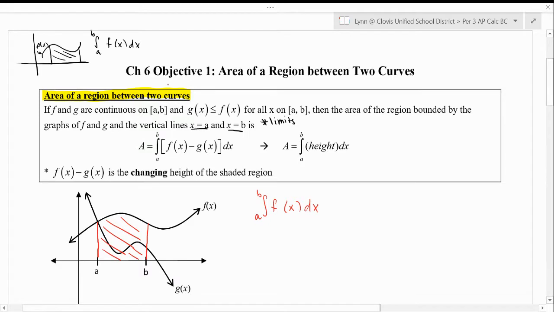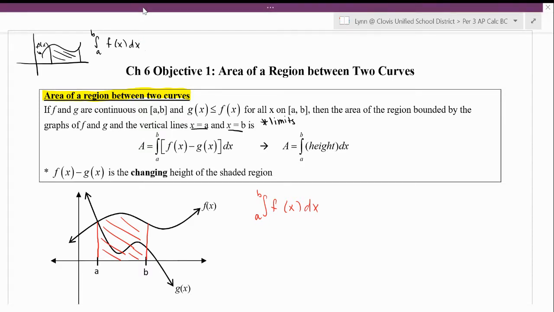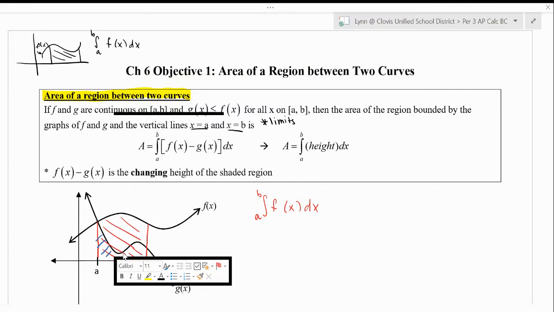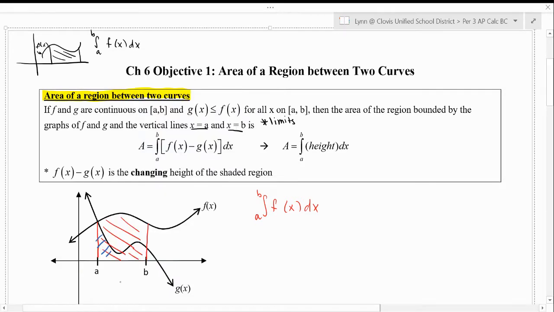If I don't want the section below it, which is bounded by g of x, then I take a look at the section of g of x, that would be this piece right here, because there's g of x. So that area of g of x would be the integral from a to b of g of x dx. That would be the area shaded in blue.